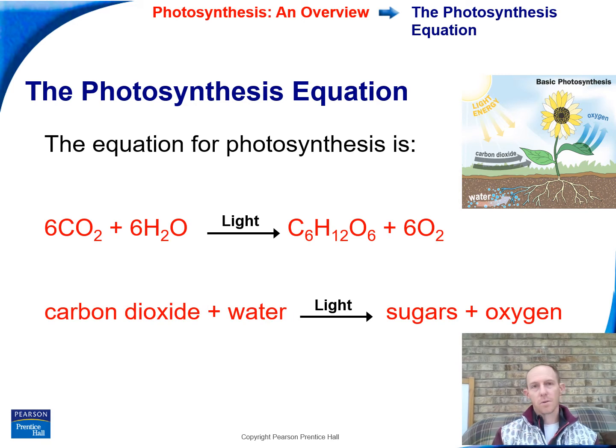Here's the way I want you to remember it, so you don't have to go balanced chemical equation. Carbon dioxide plus water makes, by using sunlight energy, sugar and oxygen. That's the way to visualize and think about the process. We'll break that down into reactants and products in a minute, but we've got two ways to look at it there.